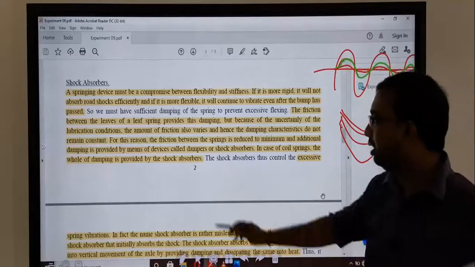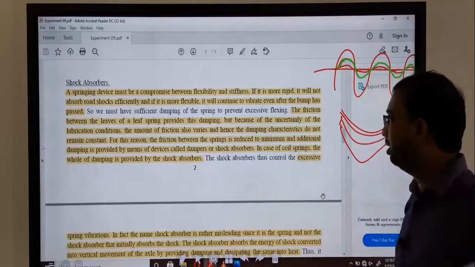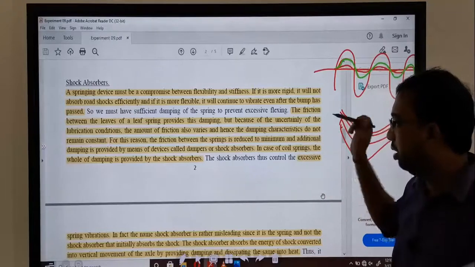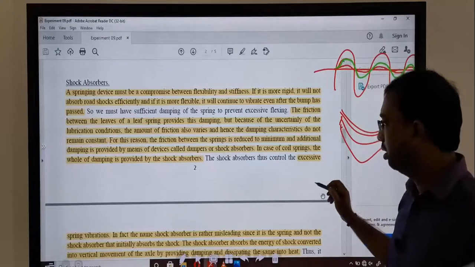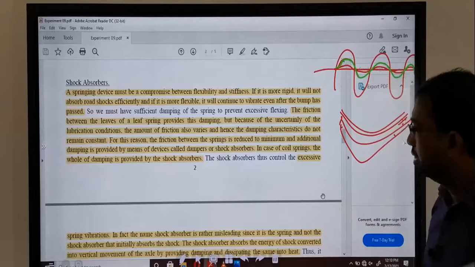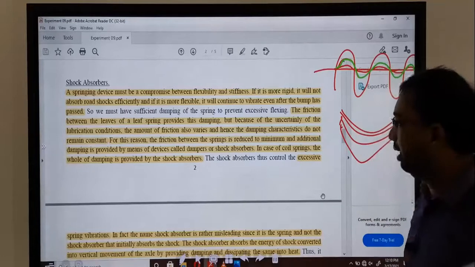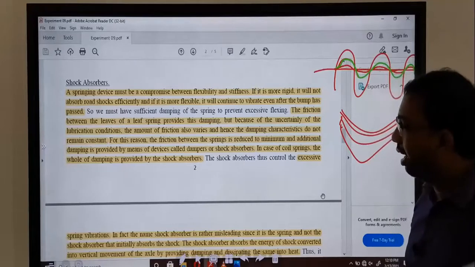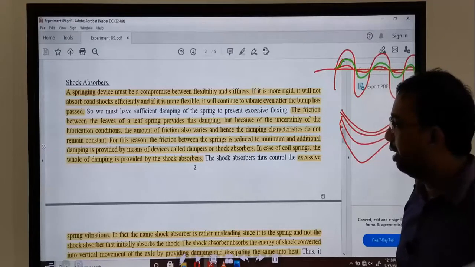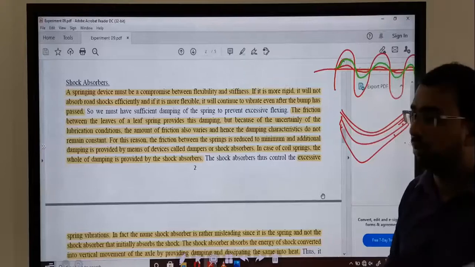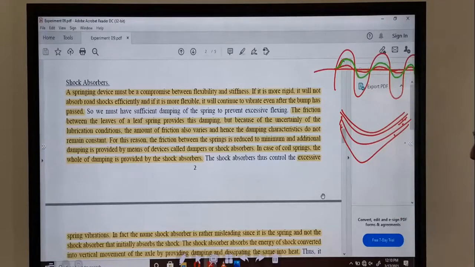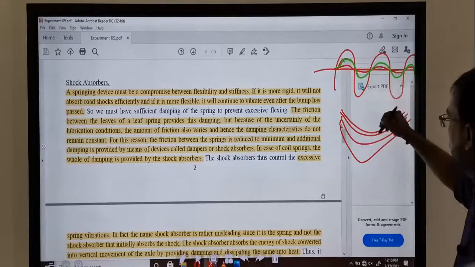For this reason, the friction between the springs is reduced. Now we come to coil springs. Normal coil springs. No, this is a leaf spring. So additional damping is provided by the dampers, that means the shock absorber. So there is a shock absorber used here.